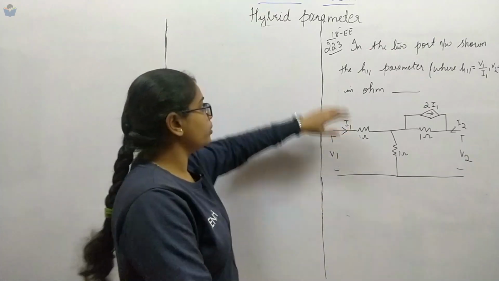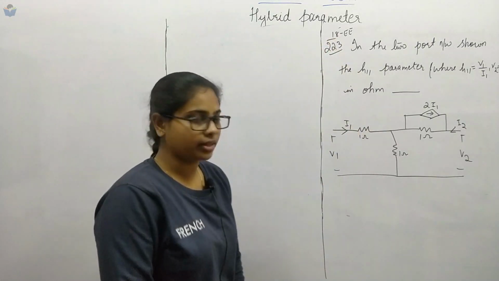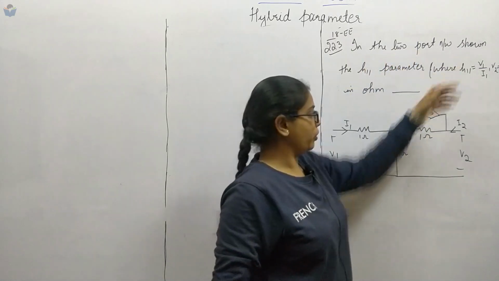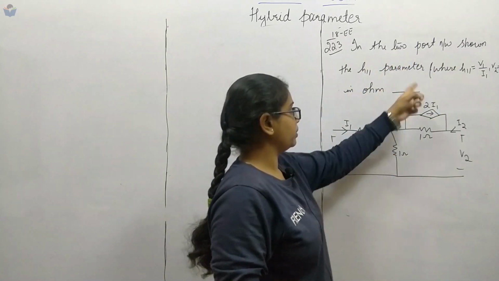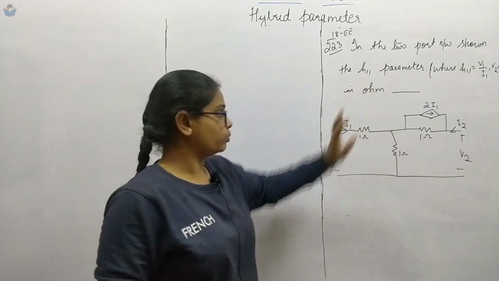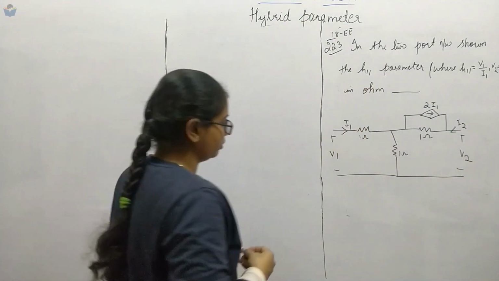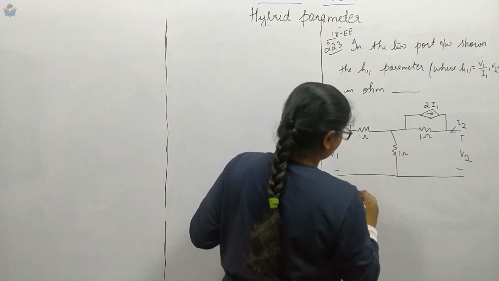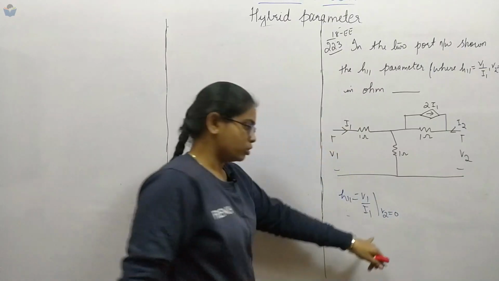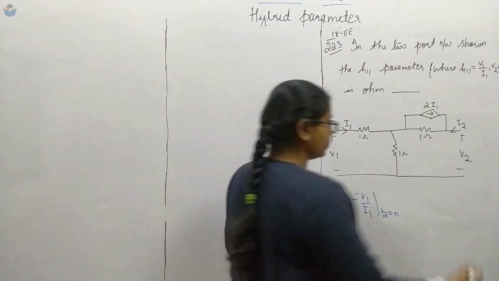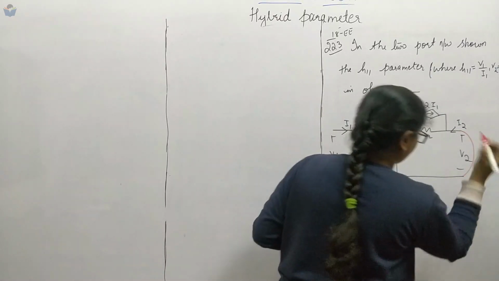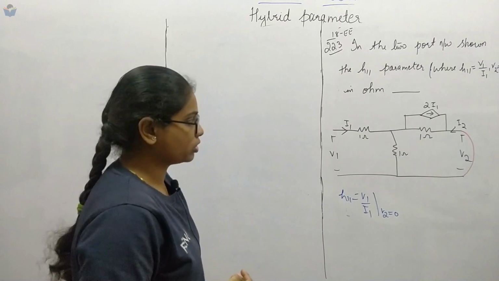Okay, so coming to question number 223, which was asked in GATE 2018 electrical branch. In this question we have to find, in the two-port network shown, the H11 parameter when V2 equal to 0, in ohms. They have already given that H11 is nothing but V1 upon I1 when V2 equal to 0. So what does it mean when V2 equal to 0? It is nothing but the V2 terminal is short circuited.